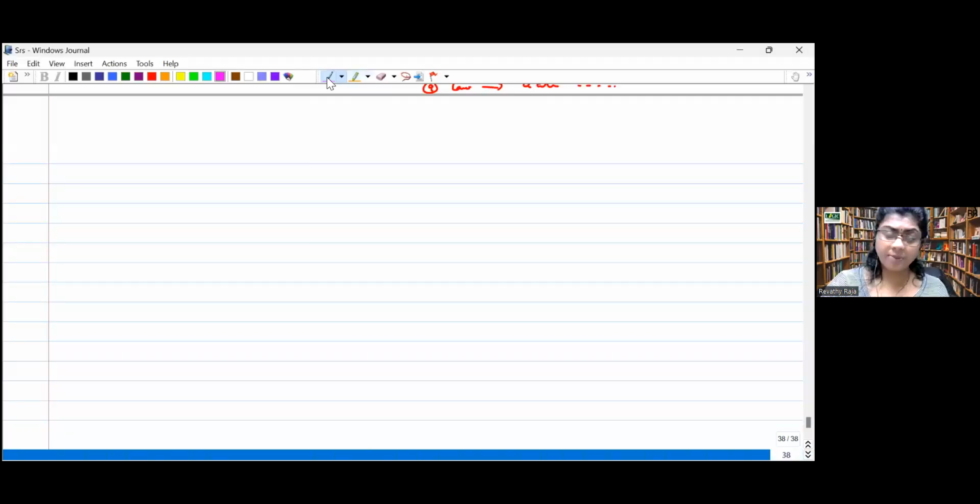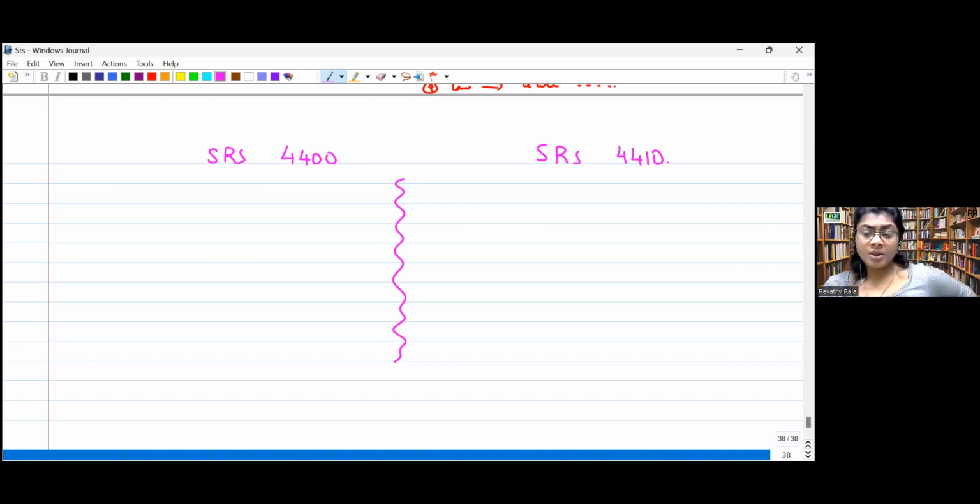Did you understand this now more? This is only revision, not teaching. How do you feel? Now let's summarize things. How many standards? Chapter number 9 over. How many standards? 2. SRS 4400 and SRS 4410. Can you say what is the difference between these two?